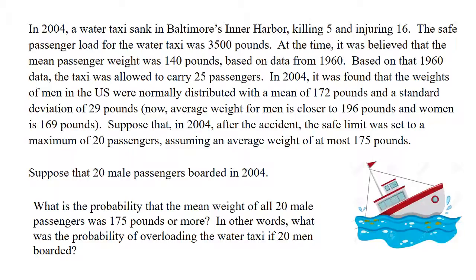In 2004, it was found that the weights of men in the U.S. were normally distributed with a mean of 172 pounds and a standard deviation of 29 pounds. Now, average weight for men is closer to 196 pounds and women is closer to 169 pounds. Yikes. Suppose that in 2004, after the accident, the safe limit was set to a maximum of 20 passengers. This assumes an average weight of at most 175 pounds. 20 times 175 gives us that max load of 3,500.